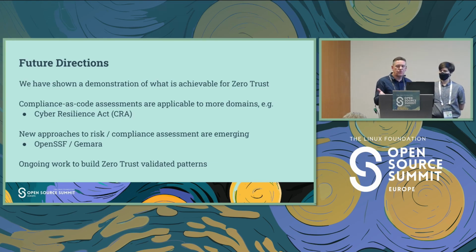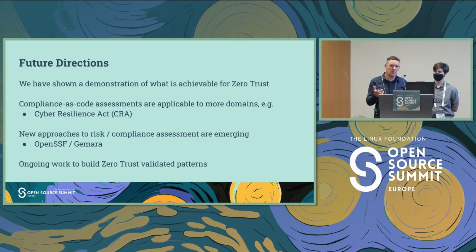So we've demonstrated what can be done for zero trust, but all of what we've described here, I think, is also going to become relevant for upcoming regulatory regimes such as the Cyber Resilience Act, where, again, we want to be able to measure and assess posture of a system in terms of whether or not it's meeting obligations for something like CRA.